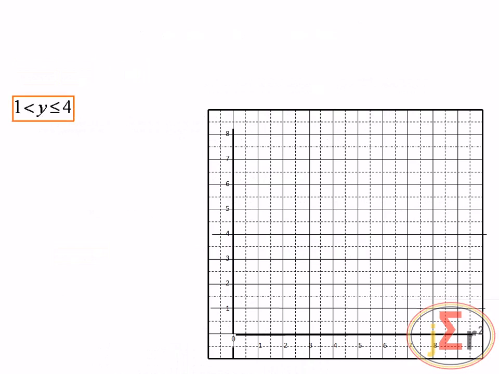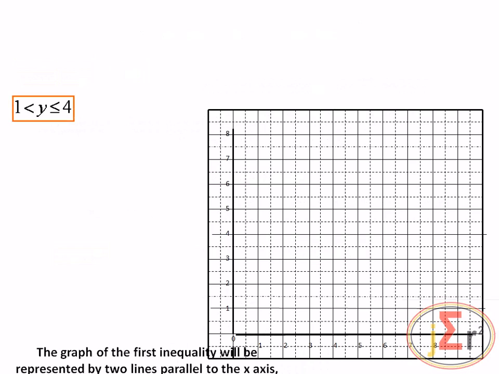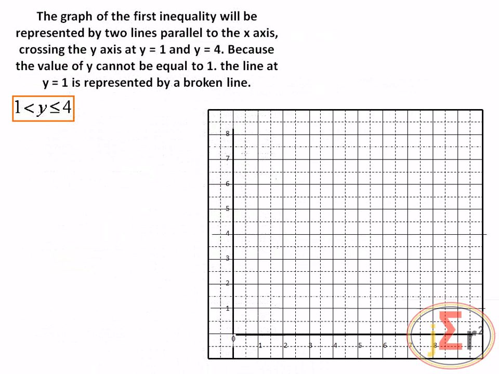So we have our first one: 1 is less than y is less than or equal to 4. The graph of the first inequality will be represented by 2 lines parallel to the x-axis, crossing the y-axis at y is equal to 1 and y is equal to 4. Because the value of y cannot be equal to 1, the line at y is equal to 1 is represented by a broken line. And the other one, of course, will be an unbroken line.